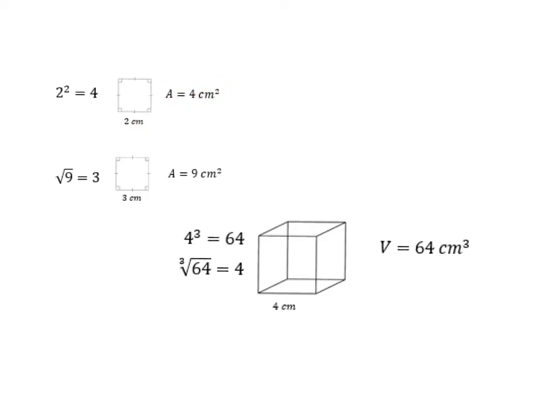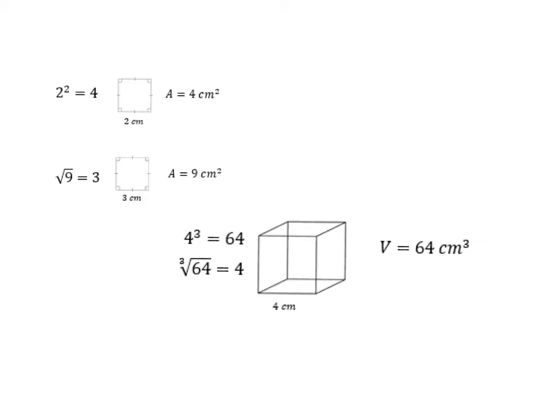When I square root a number, let's say 9, I'm saying that if I had a square with an area of 9, I would have a side of 3. So the square root of 9 equals 3. The area of this square is 9 centimeters squared, therefore the side is 3.